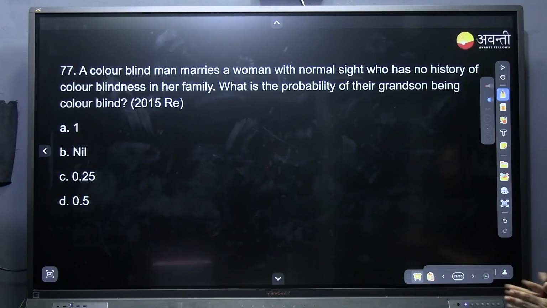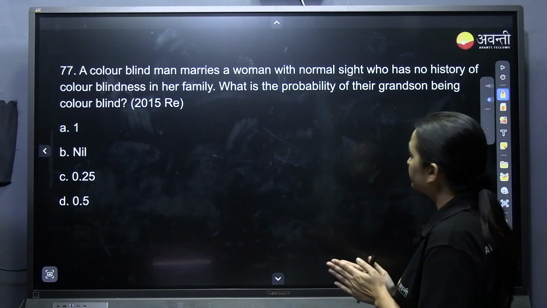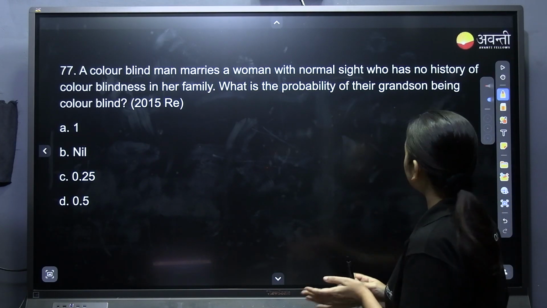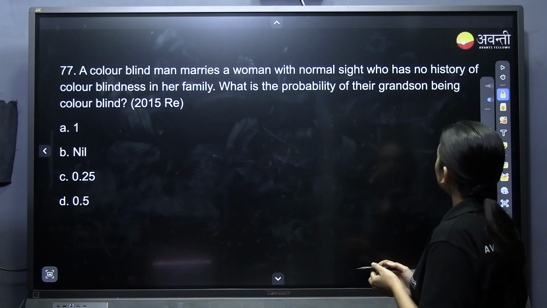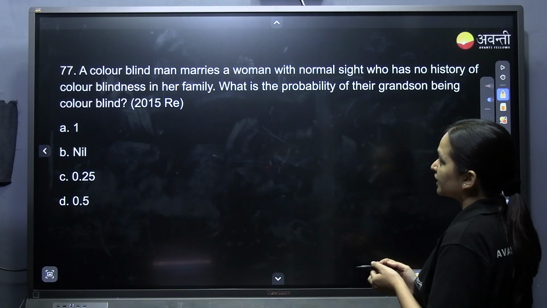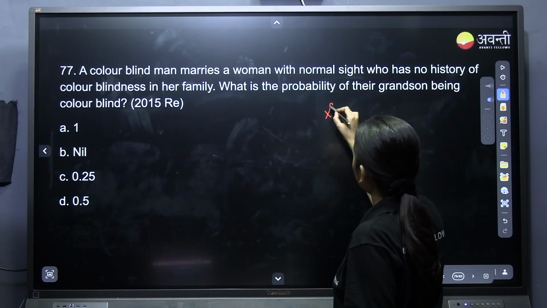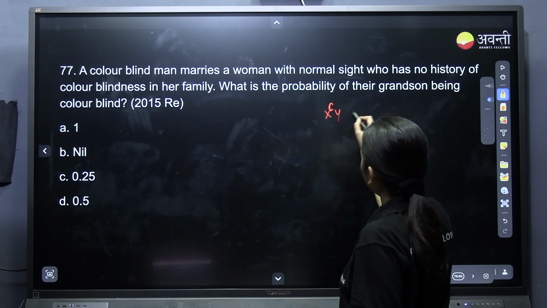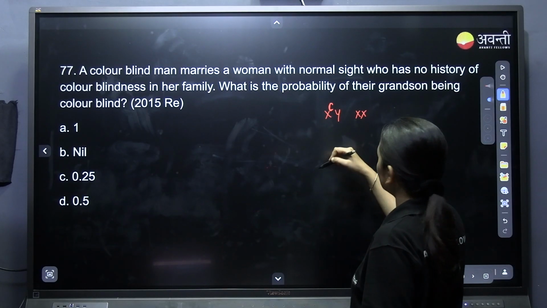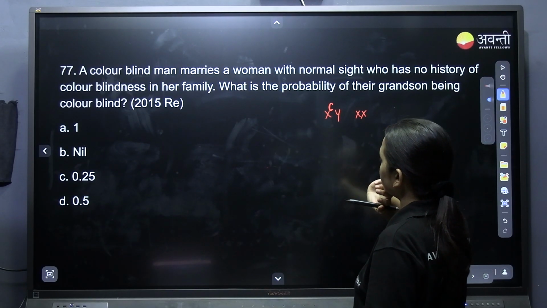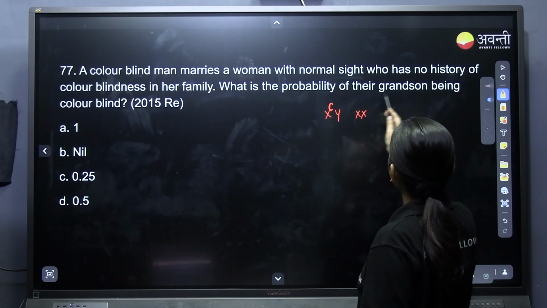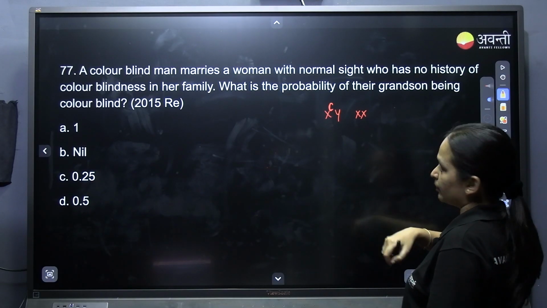A colorblind man marries a woman with normal sight, who has no history of color blindness in her family. So the color blind man, and he marries a normal woman who has no color blindness history in her family. What is the probability of their grandson being color blind?